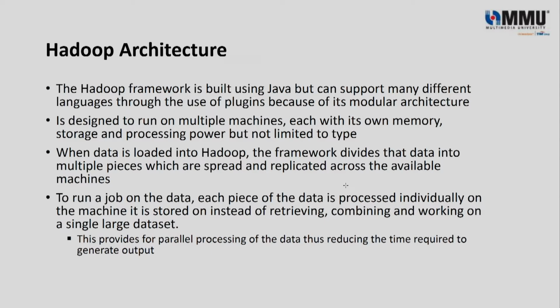When data is loaded into Hadoop, the framework divides the data into multiple pieces, which are spread and replicated across all the machines. To run a job, each piece of data is processed individually on the machine where it is stored, instead of retrieving, combining, and working on a single large data set. This is common in traditional systems.